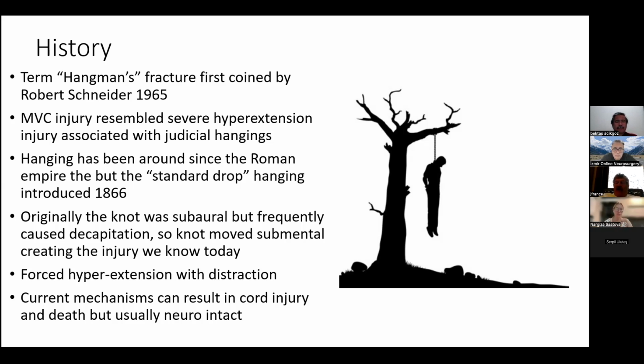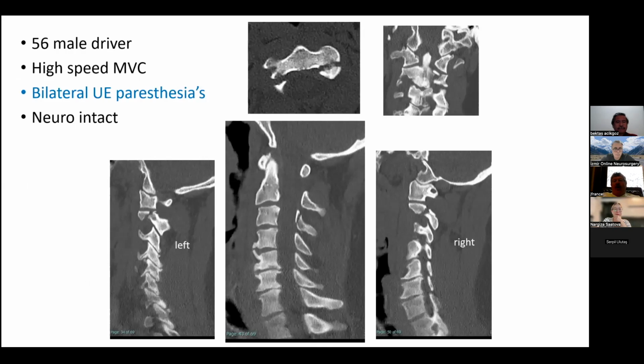And that's really the mechanism that we see for most of these hangmans. It's probably not as severe as hanging, but it's a forced hyperextension injury and distraction. Even though it results in death with hanging, most of the people that we see from motor vehicle accidents come in neurologically intact. The force is probably not equal. There are probably patients that suffer this injury in a motor vehicle accident that die at the scene that we don't see, but the ones that arrive in the hospital are more often than not neurologically intact.